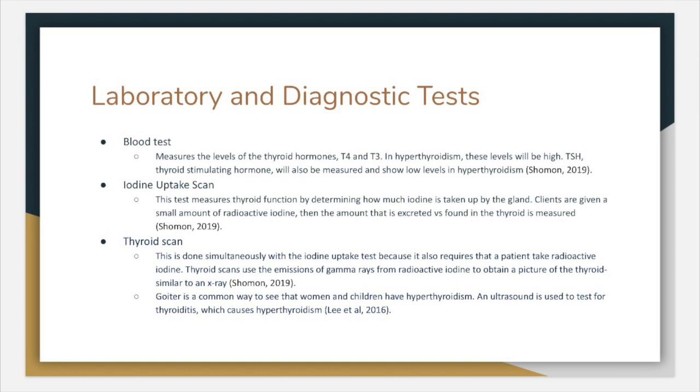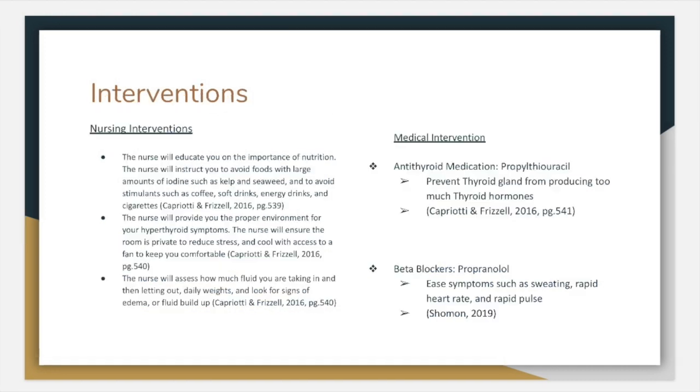Thyroid scan is usually simultaneously done with the iodine test, and patients also take that radioactive iodine. The thyroid scans use the emissions of gamma rays from the radioactive iodine to obtain a picture of the thyroid. And this test is similar to an X-ray, using the same mechanics of imaging. And those are the three main tests that you'll see used for the diagnosis of hyperthyroidism.